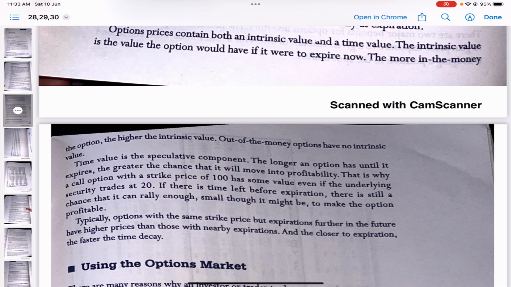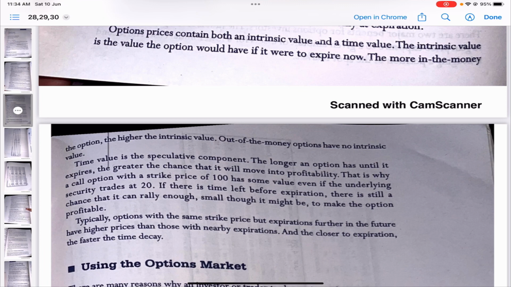So the more in the money, or ITM, the option, the higher the intrinsic value. OTM options, the options which haven't happened yet, have no intrinsic value at all. So I hope you can keep in mind that the ITM, or in the money, options which have already happened naturally have more intrinsic value, and OTM, or out of the money, options which haven't happened yet will have no intrinsic value.